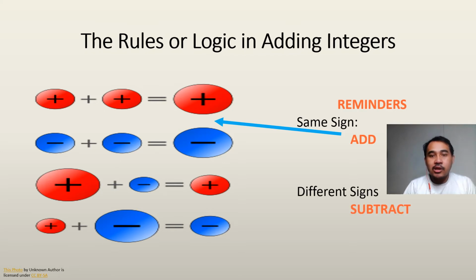Another logic is that with different signs, you subtract. Now, positive and then negative. However, the logic here is that if the absolute value of the positive is greater than the absolute value of the negative, you take the sign of the positive. On the other hand, if the absolute value of the negative is greater than the absolute value of the positive, the sign would be negative.